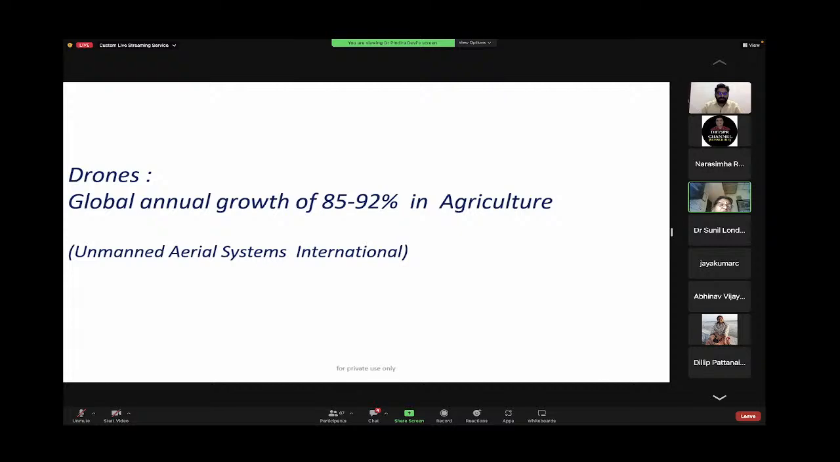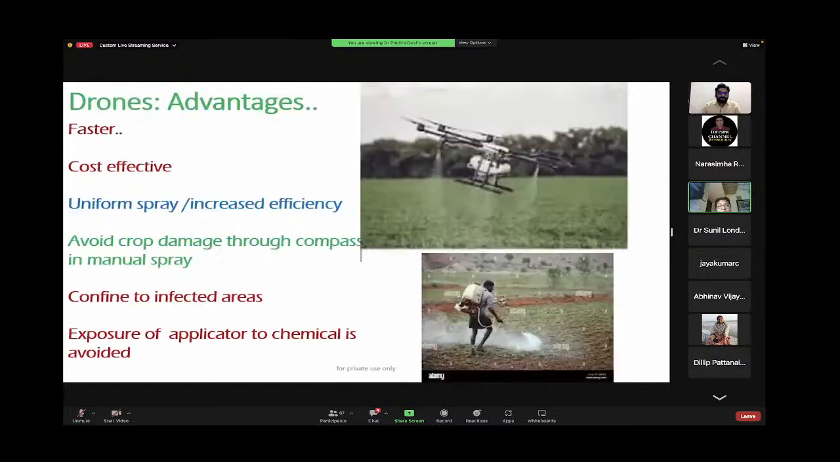And one of the papers I was reading says that the global annual growth of application of unmanned aerial systems, that is the drones, is as high as 85 to 92%. And I do believe that this will be true because the pace of mechanization in pesticide application will also be at a very high rate. So this is something which we have to understand and acknowledge, or we have to face the fact that people will be going behind the drones.